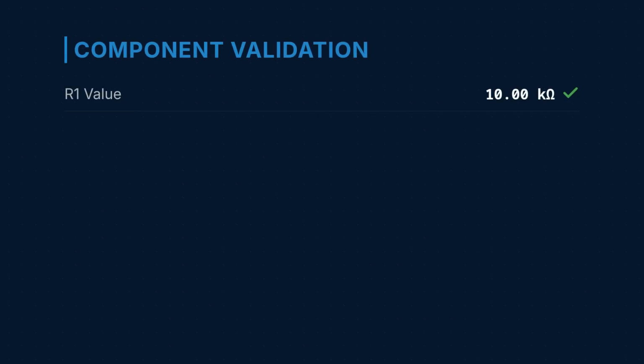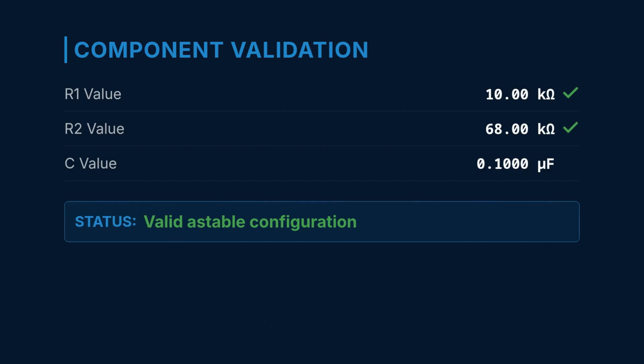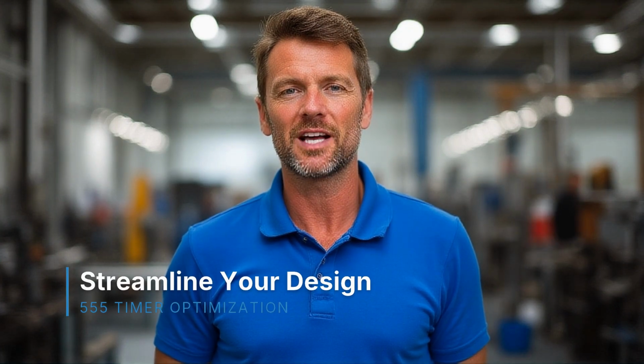1117.800 microseconds. The calculator confirms our R1 value at 10.00 kiloohms, R2 value at 68.00 kiloohms, and C value at 0.1000 microfarads, with a status showing valid astable configuration. This tool streamlines your 555 timer design process. Find the link in the description below.